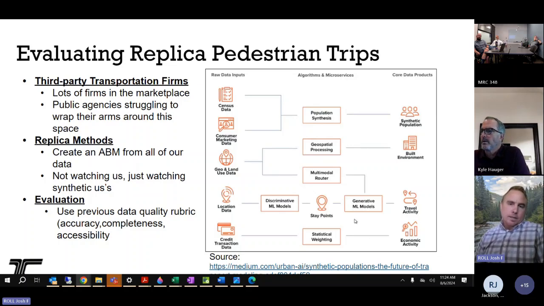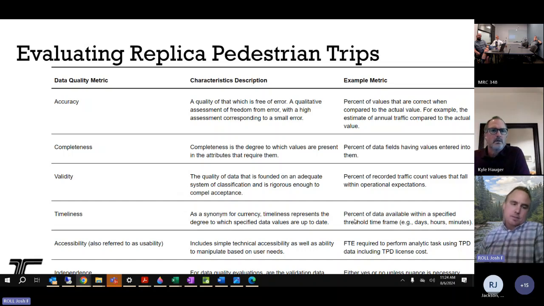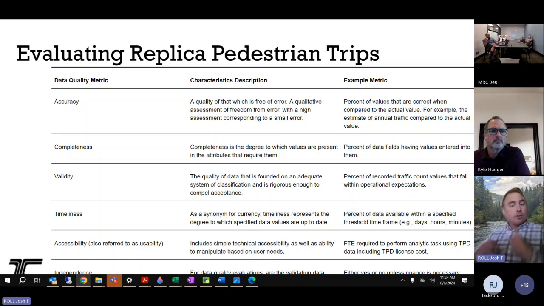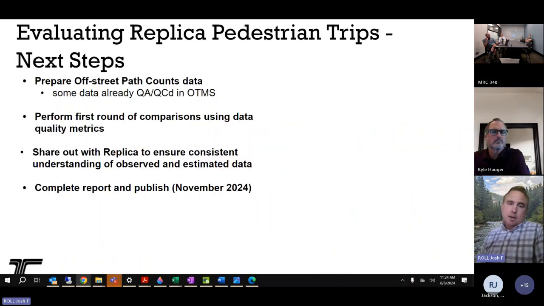And what we're looking to do is use one of our previous data quality rubrics to assess what the quality of data is that they're providing for pedestrian volume estimates. So we'll look at accuracy, completeness, things like accessibility, how easy it is to get the data for any application, whether it's travel demand modeling, safety analysis, whatever. We'll try to report out as best we can on all of these metrics. I don't have results yet. They'll be coming hopefully in the next few months.